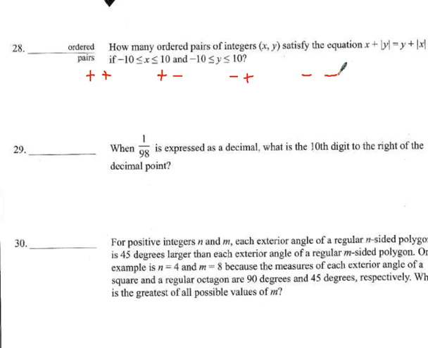If x and y are both positive, I could have a 0, and I could go all the way to 10. So how many different numbers for x are there? That's equal to 11 possibilities. For y, I have the same thing, which is 11 possibilities. So that means I have 11 possible x's, 11 possible y's, so that is 121 possible choices.